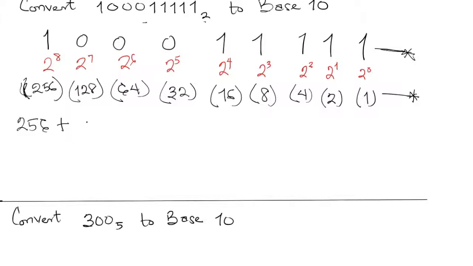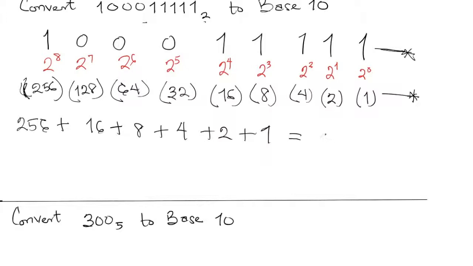0 here, 0 multiplied by 32 is 0. 1 multiplied by 16 is 16. 1 multiplied by 8 is 8. 1 multiplied by 4 is 4. 1 multiplied by 2 is 2, and 1 here, 1 multiplied by 1 is 1. If you add all that up, you get 287 in base 10.